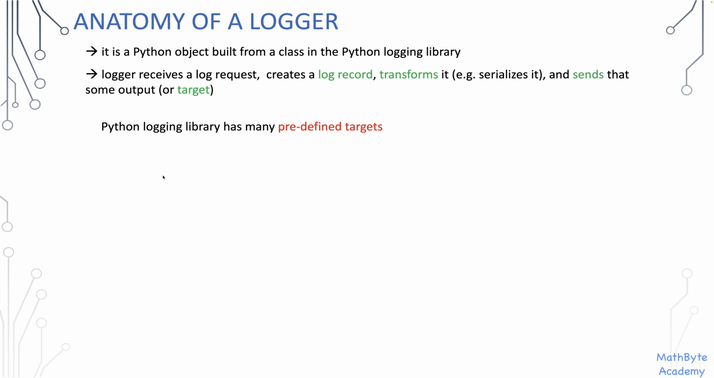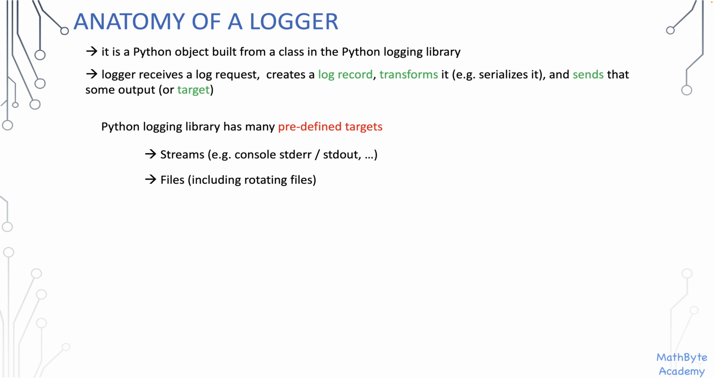Now, the Python logging library has many predefined targets. You can define your own, but there are a lot of them already available in the logging library. So, for example, we have predefined targets for streams. This is what you would use if you want to output to the console, be it standard error, standard out, those kinds of things.